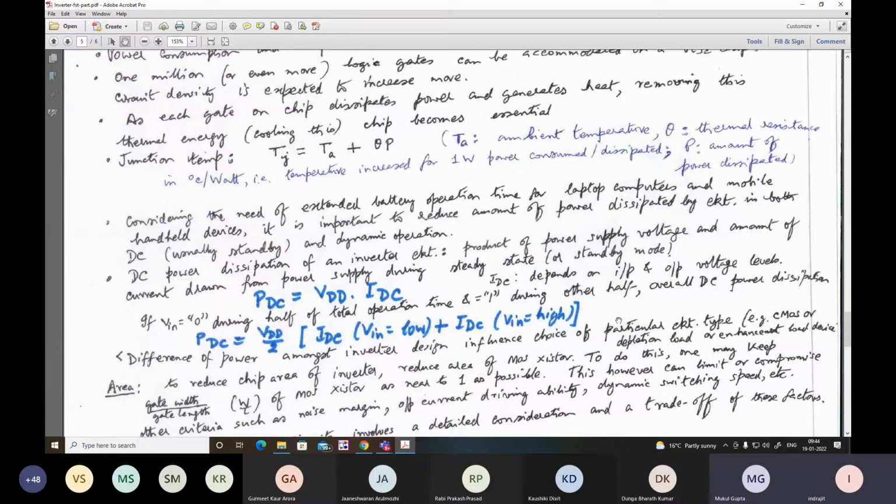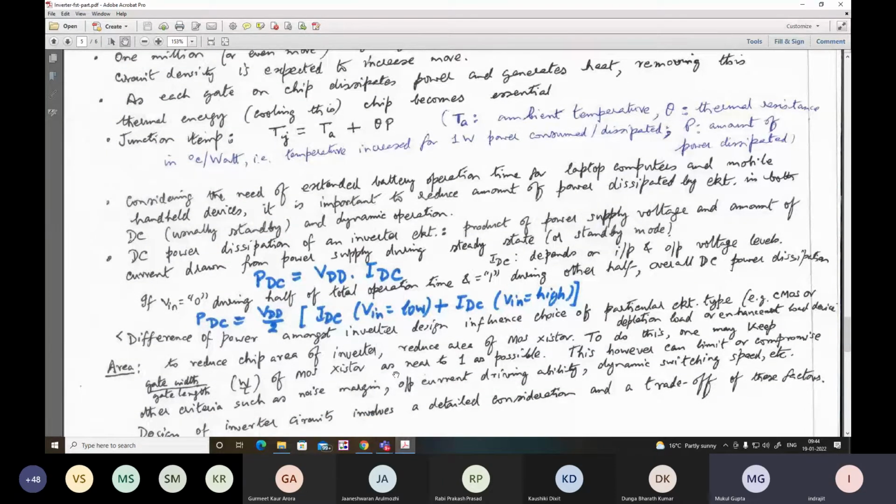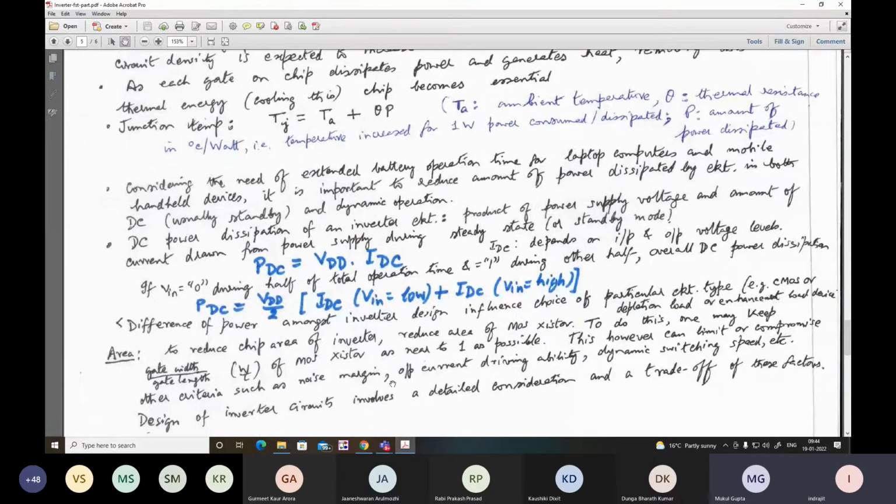Okay. And next, the important parameter, namely area. To reduce the chip area of the inverter, one needs to reduce the area of the MOS transistor. And how to reduce the area of the MOS transistor? The surface area is W by L. Normally, one does not interfere with L, but one can decrease W. So the gate width by gate length ratio of the MOS transistor can be kept to be 1.